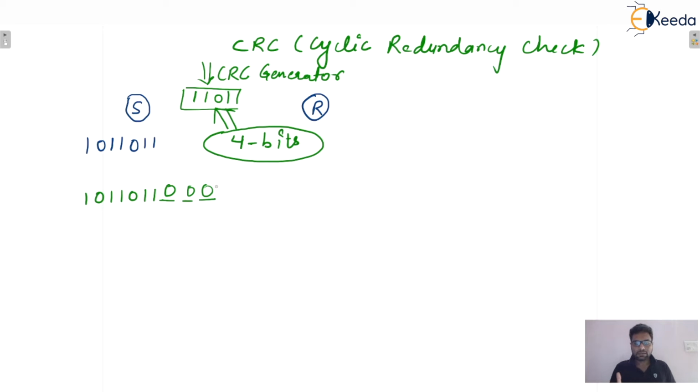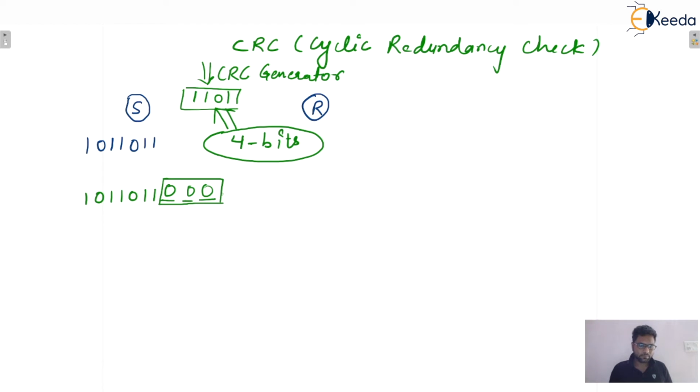After attaching these n minus 1 zeros to the data, the sender will do some calculations, and after the calculations the CRC value will be computed. That CRC value will be appended to the data in place of the zeros, and the complete data will be transmitted to the receiver.